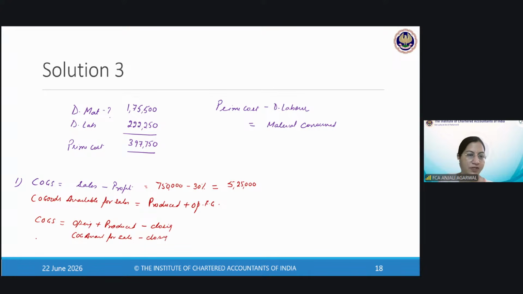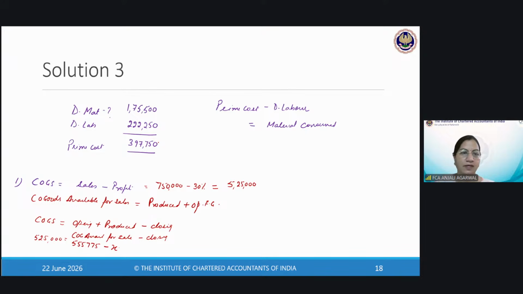Now we have two pieces of information here. COGS is 5,25,000 and cost of goods available for sale is given as 5,55,775. Let's say X. So you can calculate the closing stock of finished goods. It comes out to be 5,55,775 minus 5,25,000. So 30,775 is the cost of finished goods inventory closing.